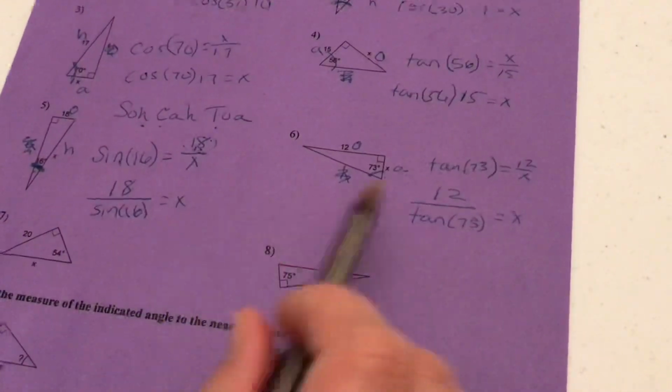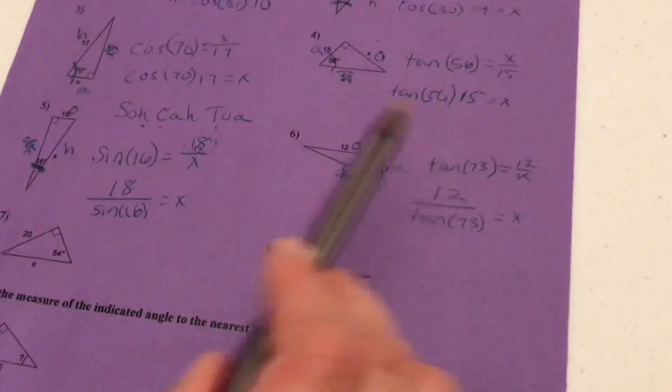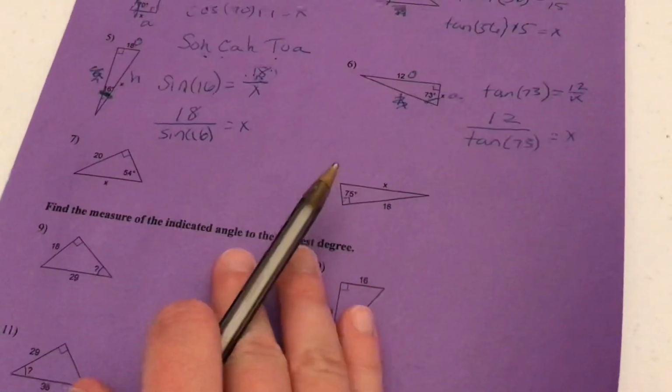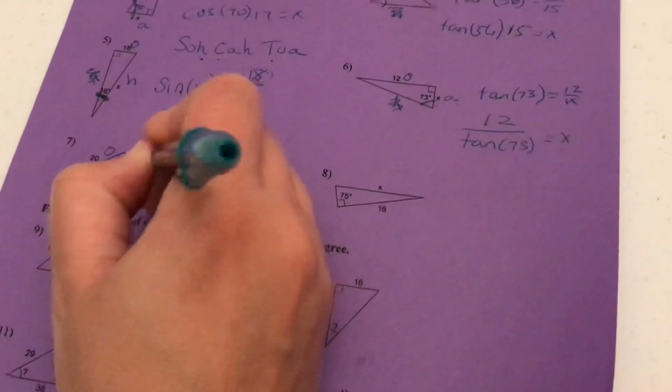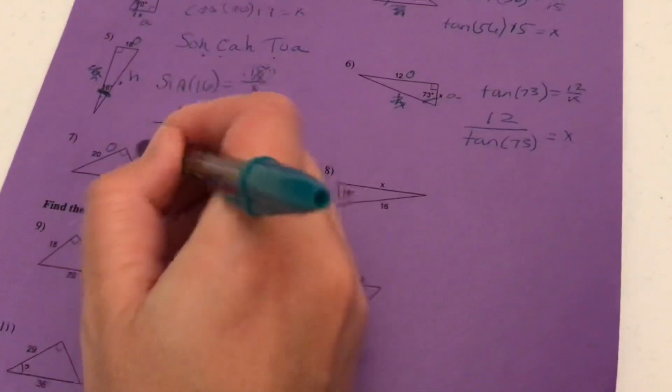And I would type that into the calculator. Notice again that it's 12 divided by the tangent of 73. That will happen every time. Okay, so now I'm going to move a little bit faster, because we've been doing these pretty slowly, but now I'm going a little bit faster here.